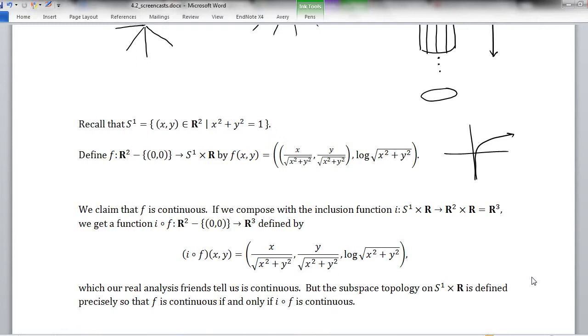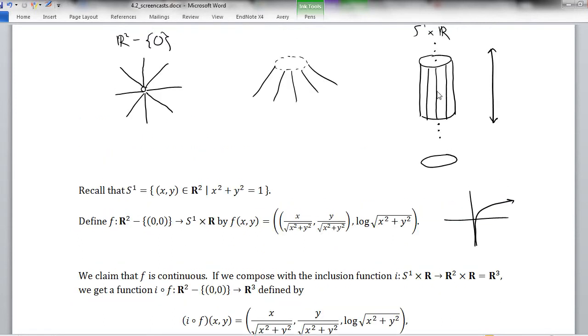let's think about why f is continuous. We don't really want to attack this directly because what are open sets of S1 cross R? It's a product topology, a little bit of a pain. So what I want to do is take this function and then compose it with just the inclusion of this cylinder into R3. The cylinder is contained in three-dimensional space.